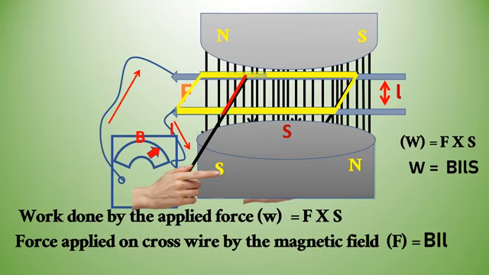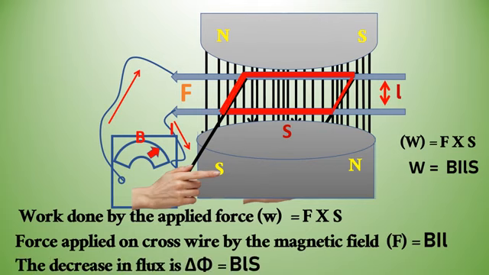the magnetic flux through the circuit is high. Here, the flux is indicated in the yellow rounded area. Now, as we move the crosswire to the left, the area of the loop decreases and the flux through the loop also decreases. Then, the red rounded area shows the change in magnetic flux. Here, that is given by delta phi is equal to BLS.